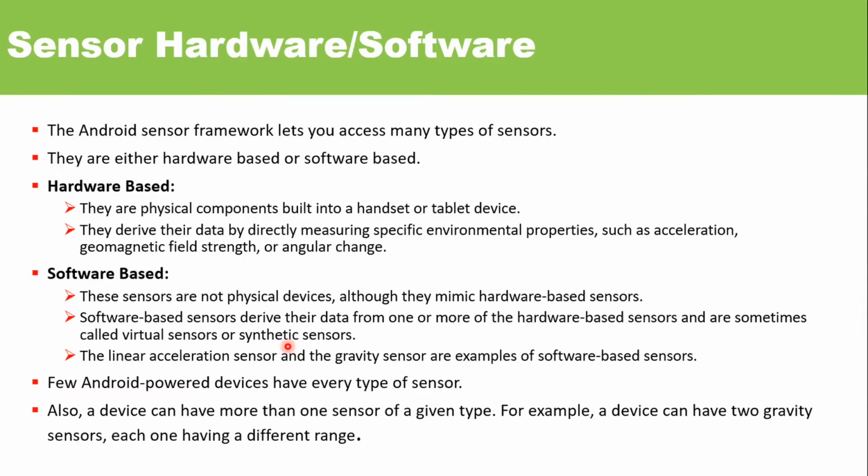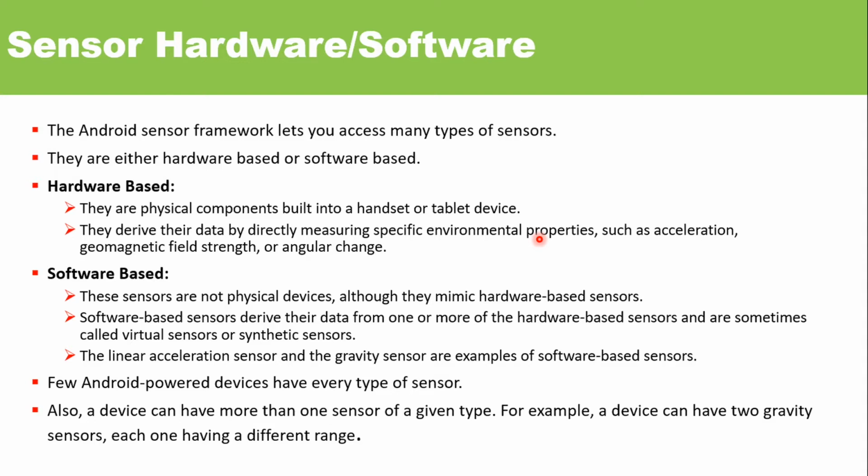Now let us move on to the hardware based and software based sensor types, okay? The Android sensor framework lets you access many types of sensors. They can be either hardware based or software based, okay? If it's hardware based, they are physical components which are built into a handset or a tablet device. They derive their data by directly measuring specific environmental properties such as acceleration, or the geomagnetic field strength that is around us, or the angular change while you change your mobile angle from one position to the other.